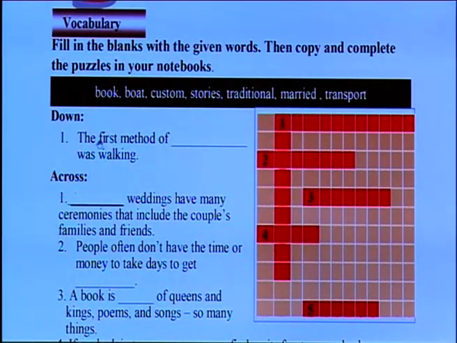The first one: the first method of was walking. What should I put here? Great, excellent. The first method of transport was walking.